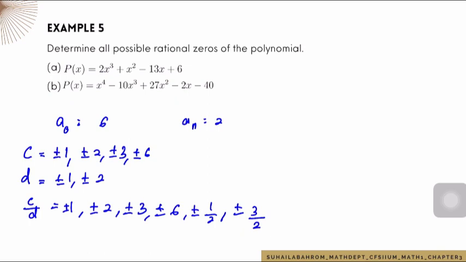So these are all the possible rational zeros. When you use your calculator to get the zeros of this polynomial, and a zero is a rational number, then the zero is among those 12 possible rational zeros that you got just now. Okay, can you try out part B?